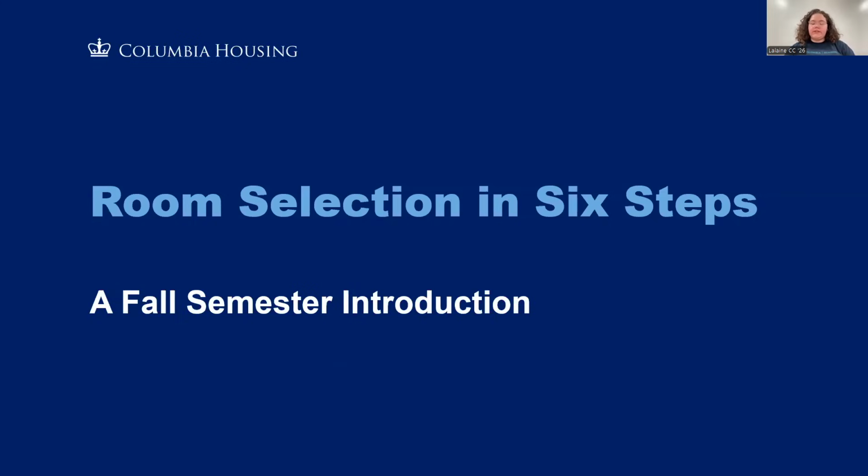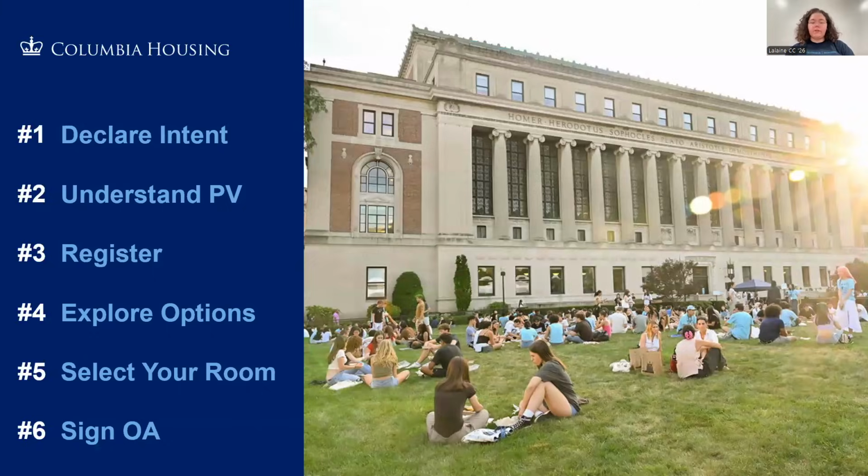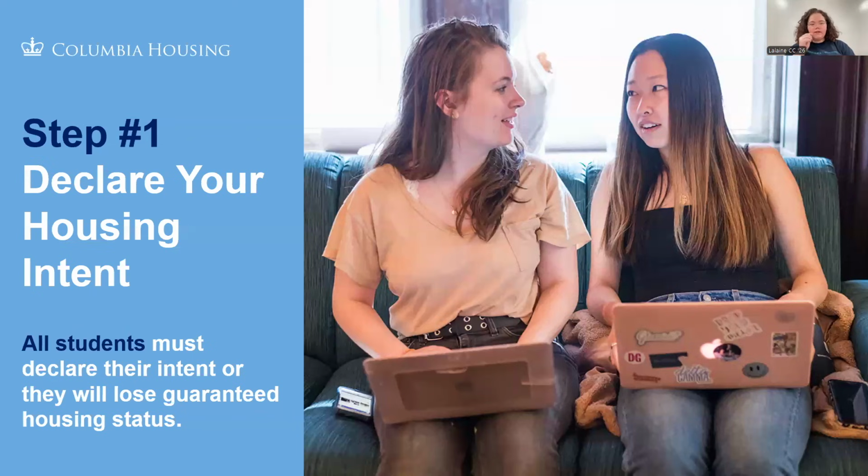Now that you know what room selection is, we can talk about how it happens. First, you do need to declare your housing intent. Then you need to understand how your point value impacts your room selection. Next, you'll register either as a group or as an individual. And then after registration, you can start exploring your housing options and making a selection plan. And then finally, you'll select a room and sign your occupancy agreement. To repeat, everyone must declare their housing intent, because if you do not, you will lose your guaranteed housing status.